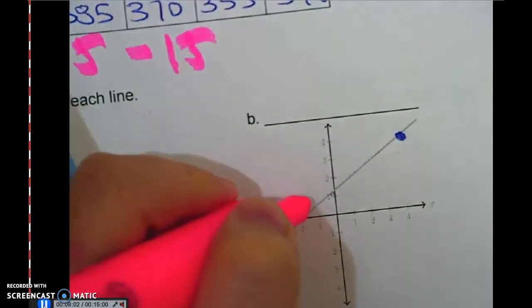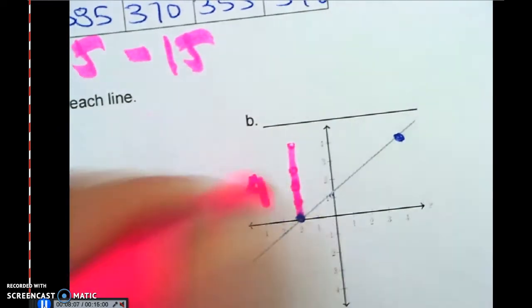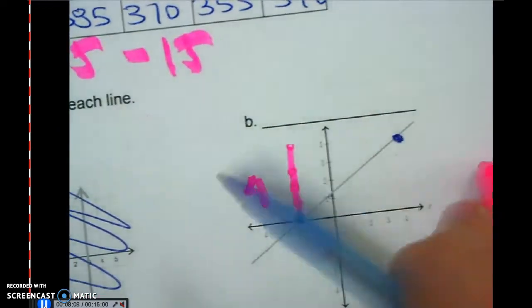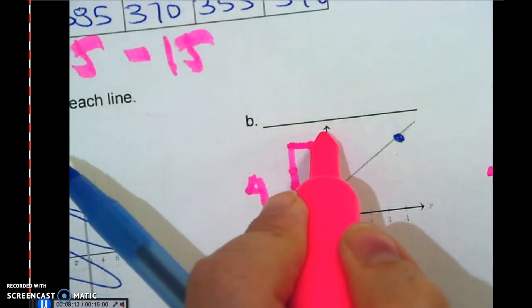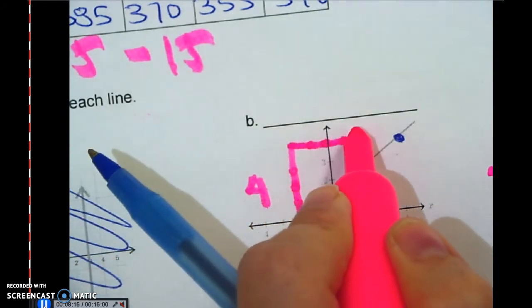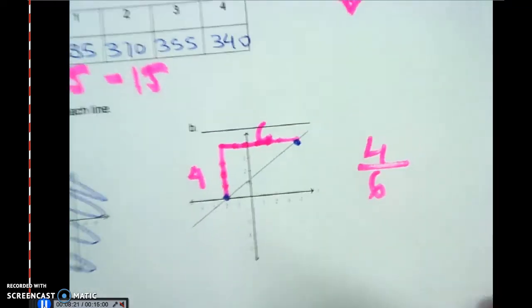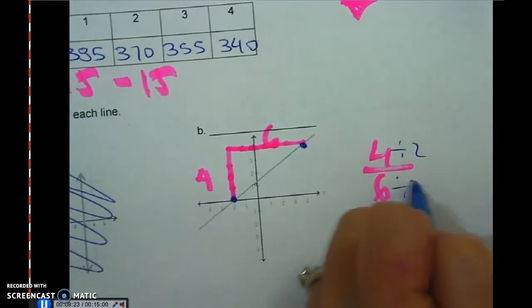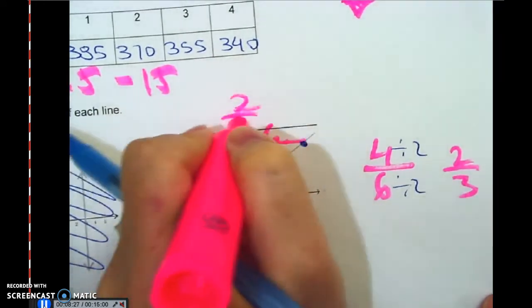So it looks like it's going up 1, 2, 3, 4. So that means my 4 is on top. Then it goes right 1, 2, 3, 4, 5, 6. Sorry you couldn't see that. Let me zoom that out a little bit. You divide by 2, and that's 2/3. Okay.